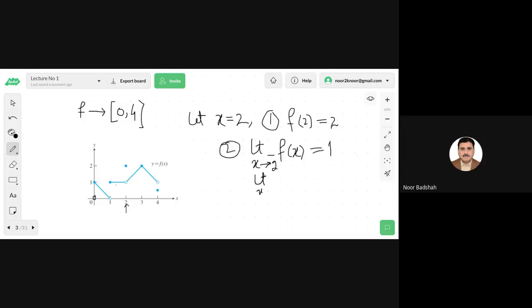As x goes to 2 from the right side, f of x is equal to 1 as well. Now in this case, the left hand limit is the same as the right hand limit. Therefore we would say the limit as x goes to 2 exists. And what is that limit? That limit is equal to 1. And then we move toward the third condition.